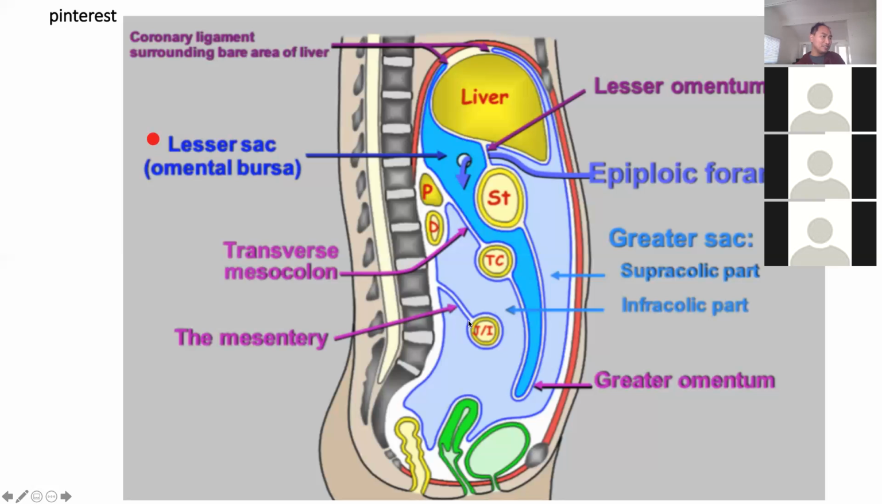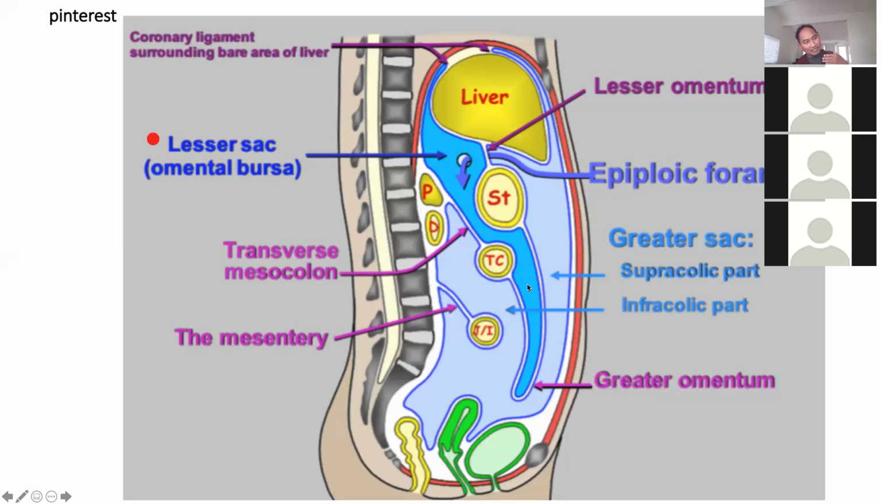And even if you look inside the peritoneal cavity, the peritoneum which is hanging down the small intestine is called mesentery. But the peritoneum hanging the colon is called mesocolon. It is hanging the transverse colon, so we call it transverse mesocolon. And this transverse mesocolon and this fold, this is what we call greater omentum.